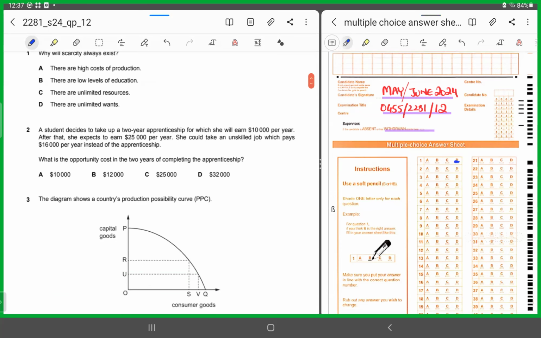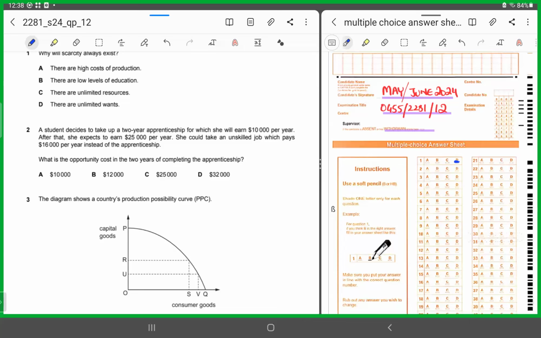Number two talks about opportunity cost. They say a student decides to take up a 2-year apprenticeship for which she will earn 10,000 per year. After that, she expects to earn 25,000 per year. She could take an unskilled job which pays 16,000 per year instead of the apprenticeship. What is the opportunity cost in the 2 years of completing the apprenticeship? Now, they have given us three pieces of information, and one we will not take into consideration. The point that she expects to earn 25,000 per year is a piece of information which we'll not take into consideration when making this decision.